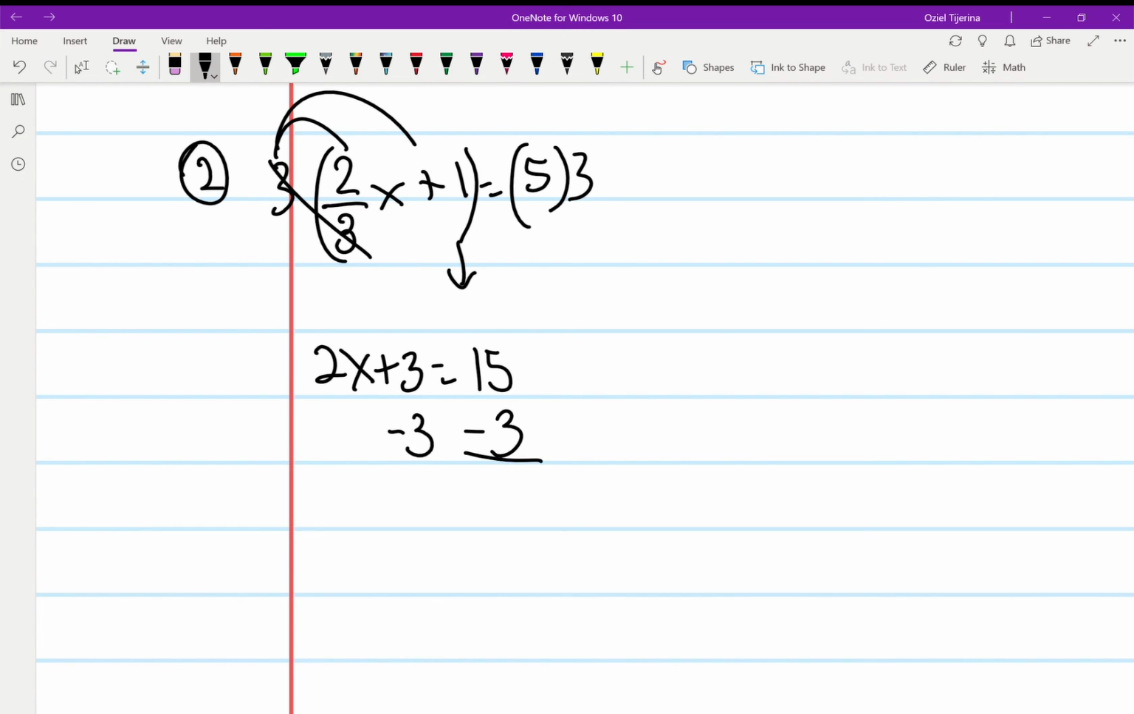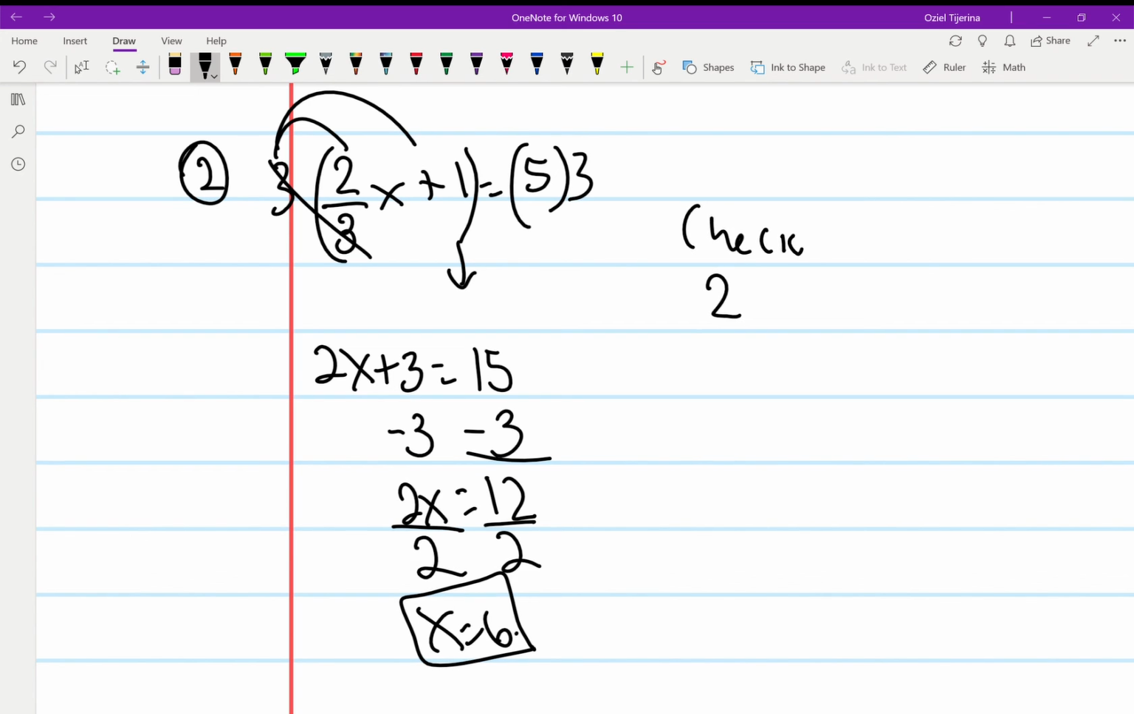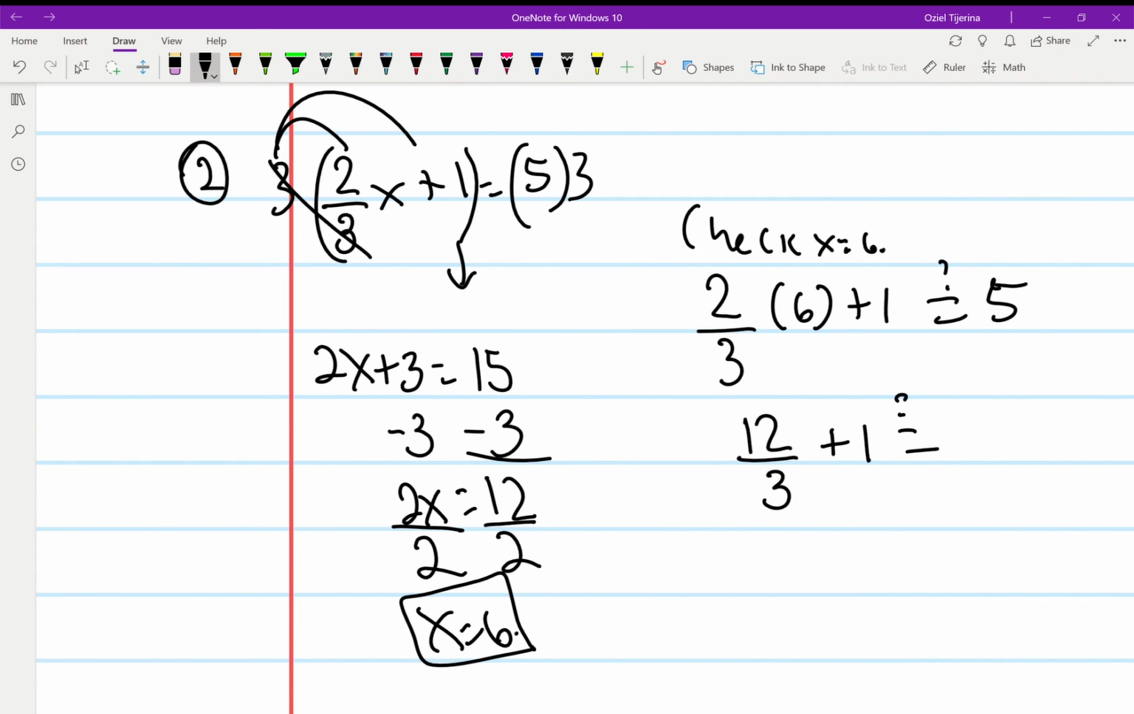You subtract 3 on each side. You get 2x equals 12. And then you get x equals 6, okay? So that was another way that I could do it. If we check it, we're going to get the same answer. 2/3 times 6 plus 1, is that equal to 5? We get 12 over 3 plus 1. Well, we have 4 plus 1, and that does equal 5. So we have our solution here.